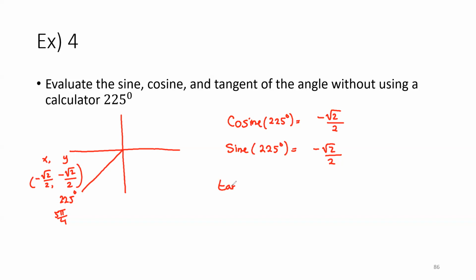And then tangent of 225 degrees, you might have to do some algebra. It's y over x. In our case, it would be negative radical 2 over 2 over negative radical 2 over 2, which gives you, this cancels, this gives you 1. Okay? So we don't have to find the 6. It just says sine, cosine, and tangent. Okay, go ahead and pause if you need to copy that. Let us move on to example 5.